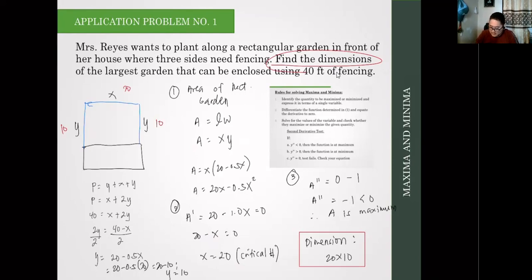Okay? So may unit pala yon. So lagyan natin ng unit: 20 feet by 10 feet. Okay? So to arrive with the greatest or largest garden, kailangan yung dimension natin is 20 by 10 feet na rectangular garden. Okay? Question for number 1? Wala po. Okay.